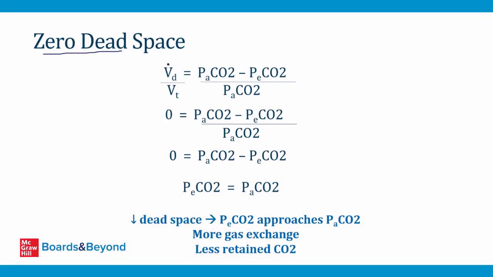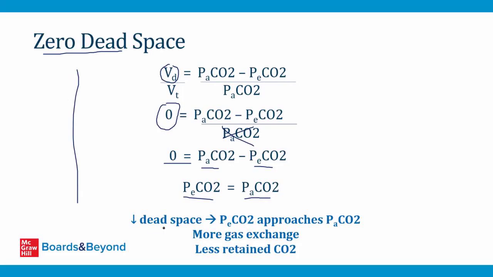Well, then through Bohr's equation, this V sub D would be zero. So this whole side of the equation would be zero. If you remember your algebra, then that means we can cancel out this denominator here and we get that zero is equal to PaCO2 minus PECO2, or that the expired CO2 is equal to the arterial CO2. The reason I showed you this is not because you need to memorize all this math.